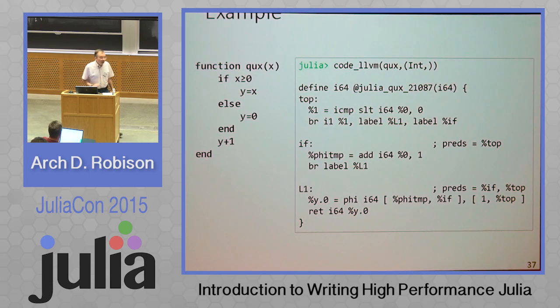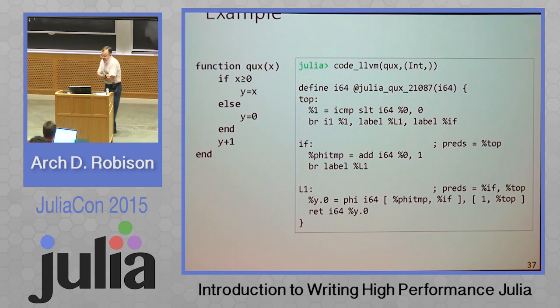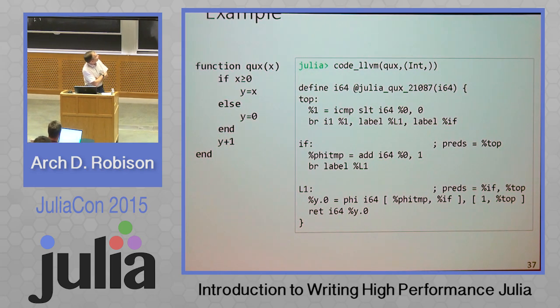So here's an example of code that has this issue with type inference. The code is on the left. No, it's blinking again. Sorry.